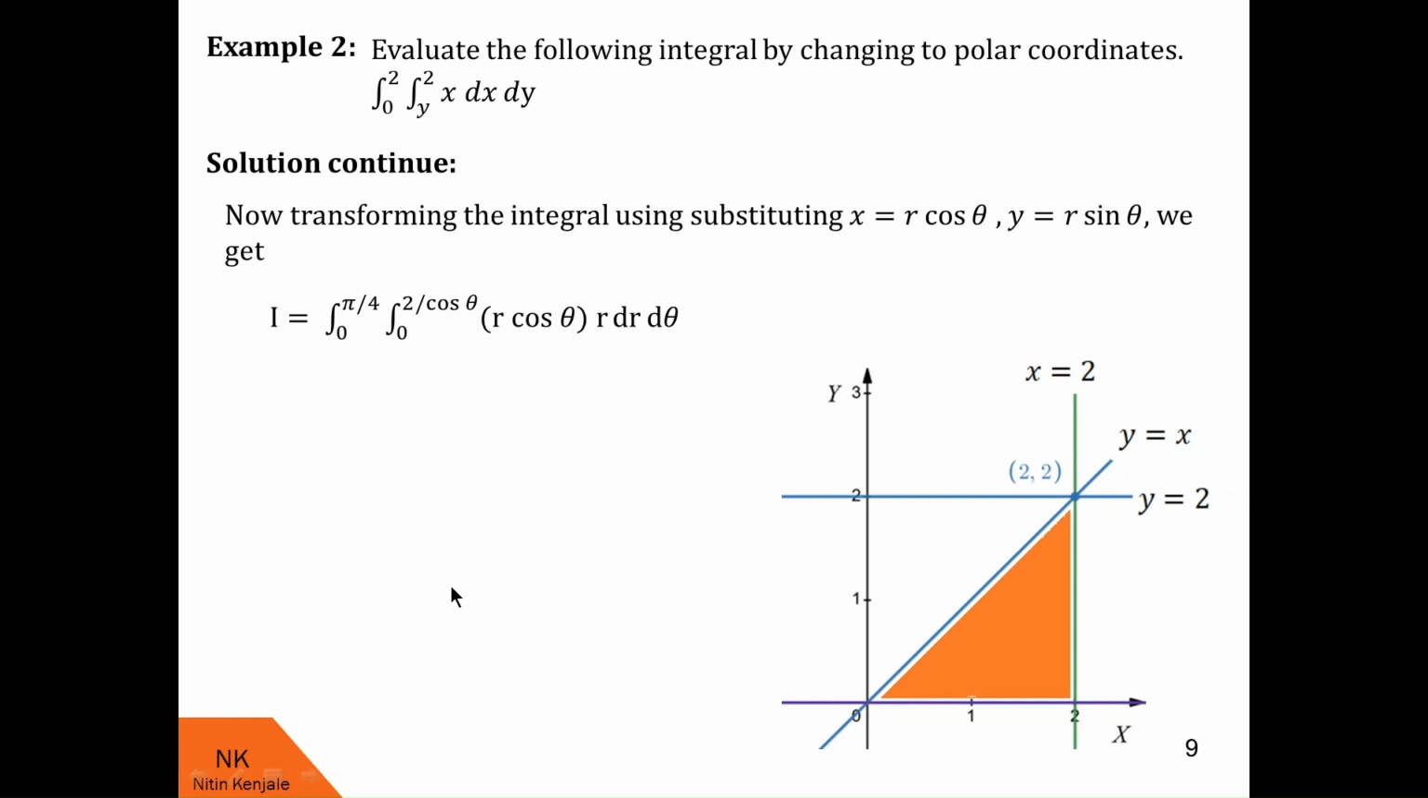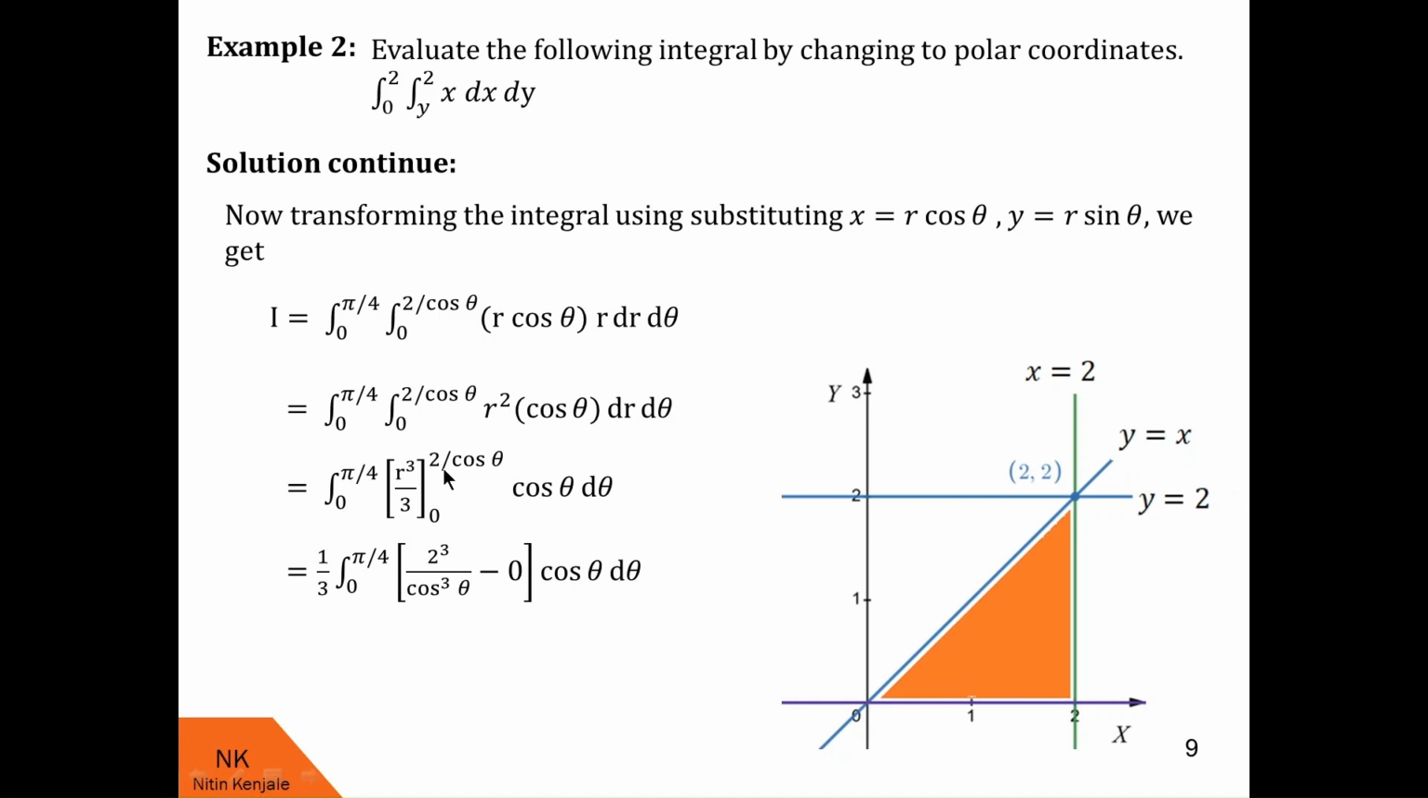Now let us proceed for evaluation part. First we integrate the inside integral with respect to r. Integrand is r square into cos theta. Since we are integrating with respect to r, we will keep cos theta term constant. Integration of r square is r cube by 3 over the limit 0 to 2 by cos theta. After substituting the upper limit in r, we get 2 cube upon cos cube theta. This 1 by 3 is taken out. After substituting 0 in r, we get 0. And this cos theta d theta as it is.